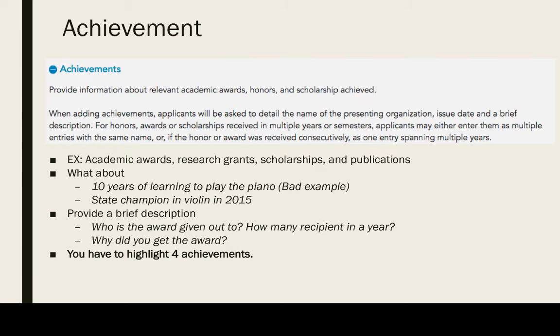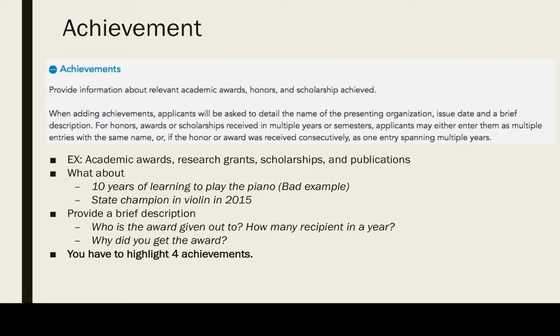So achievement, the big caveat in the achievement is that you have to highlight 4 achievements. You can type in as many achievements as you want to, but you have to highlight 4 of them. And that becomes a challenge for a lot of the students if you have a lot of academic awards, research grants, scholarship and publication. So in the achievement section, I want to make sure that you are clear about some things.